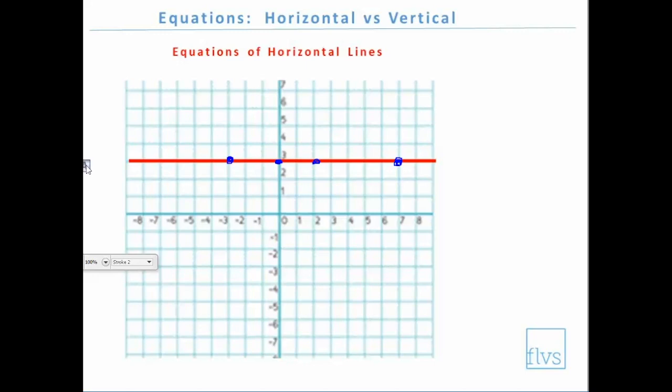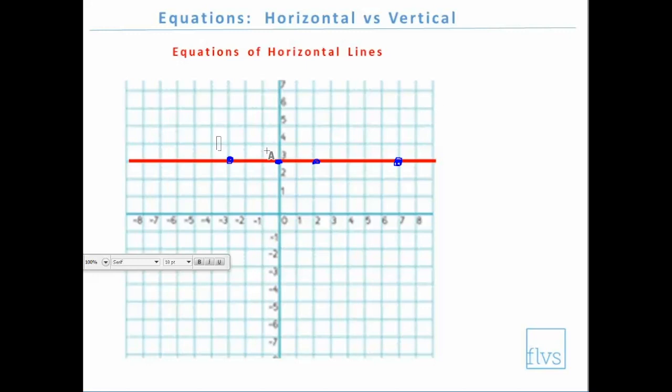As you can see, I've put some points, some ordered pairs, on this line. What I ask you to do is pause the video and try to state what these locations are. What are these ordered pairs? I'll give you a second to pause the video.